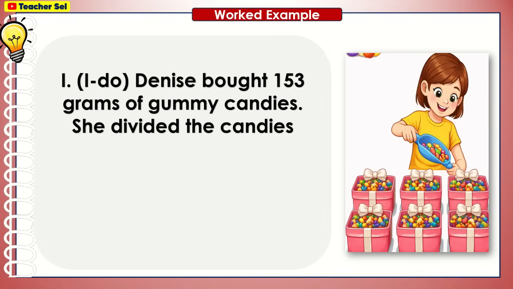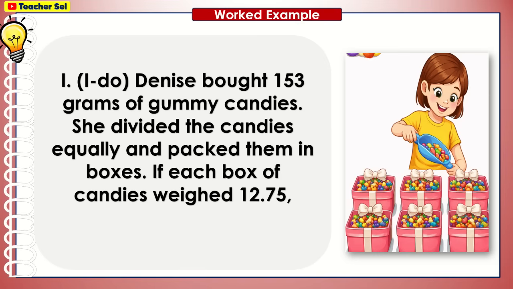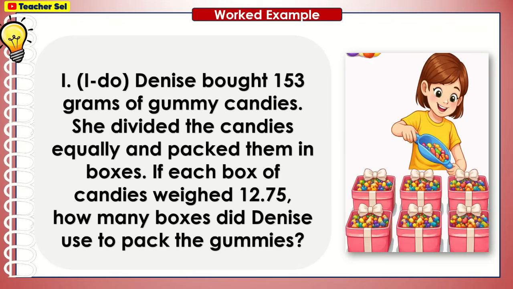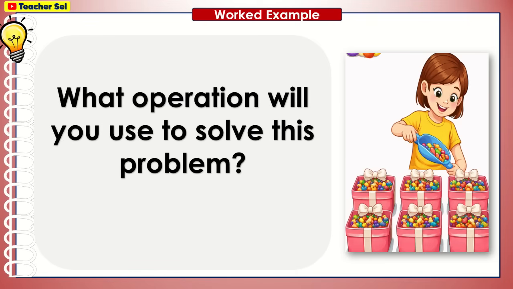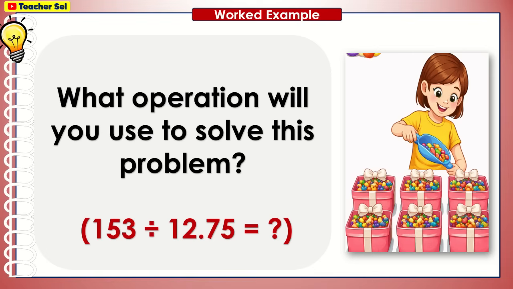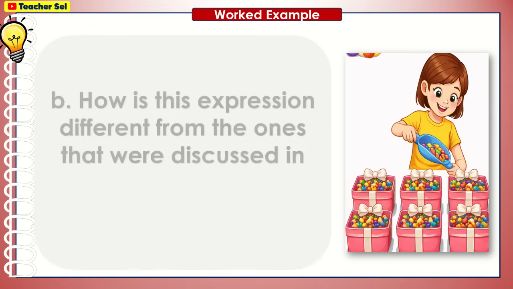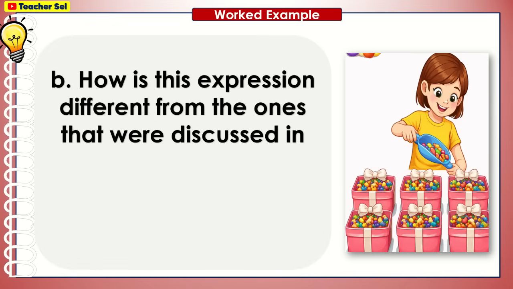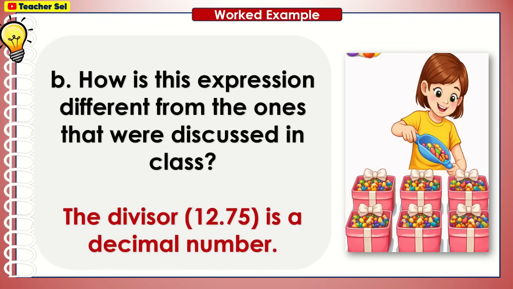Denise bought 153 grams of gummy candies. She divided the candies equally and packed them in boxes. If each box of candies weighed 12.75, how many boxes did Denise use to pack the gummies? What operation will you use to solve this problem? 153 divided by 12.75 is equal to blank. How is this expression different from the ones that were discussed in class? The divisor 12.75 is a decimal number.